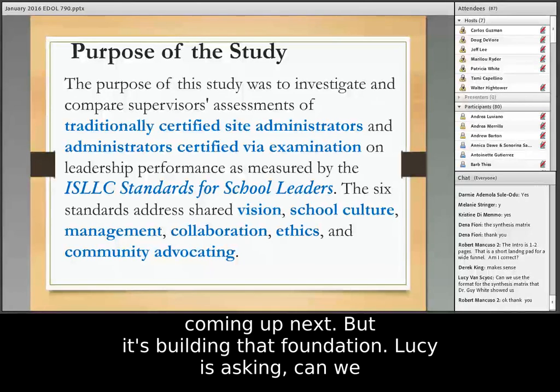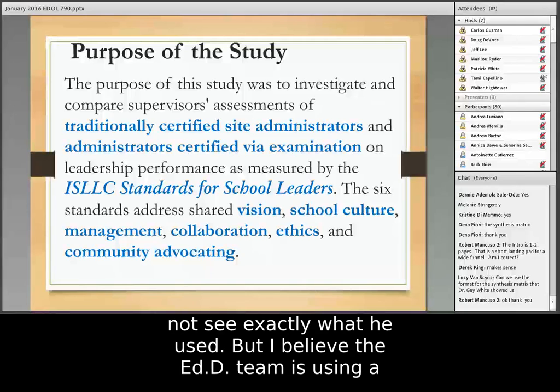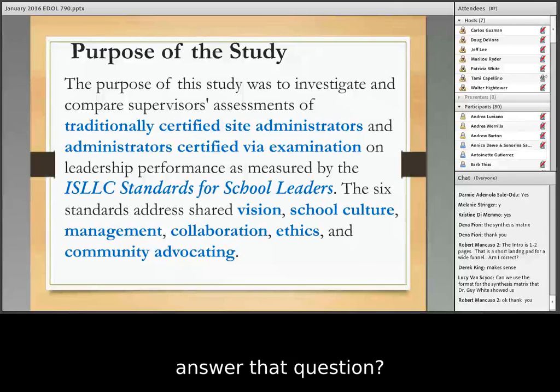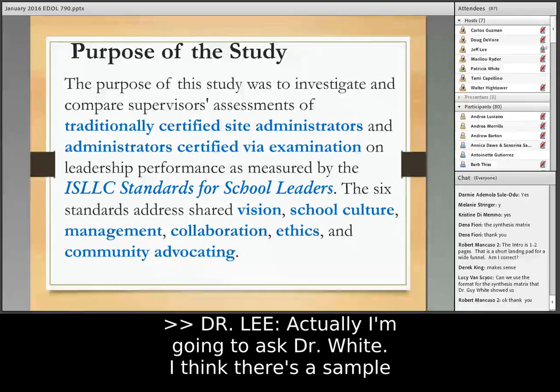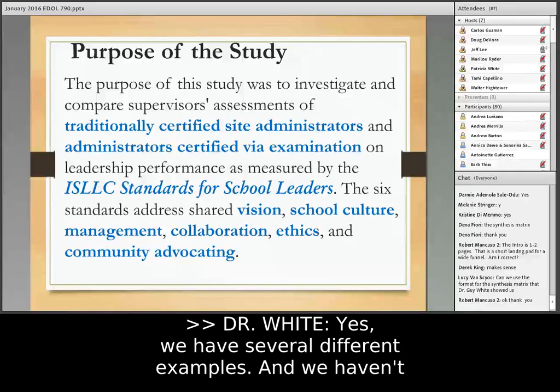Lucy is asking, can we use the same format for the synthesis matrix Dr. White showed? I did not see exactly what he used, but I believe the EdD team is using a specific format for that, but I'll let Dr. Lee chime in on that. Can you answer that question? Actually, I'm going to ask Dr. White. I think there's a sample synthesis matrix in the shell somewhere. Is that right, Dr. White?